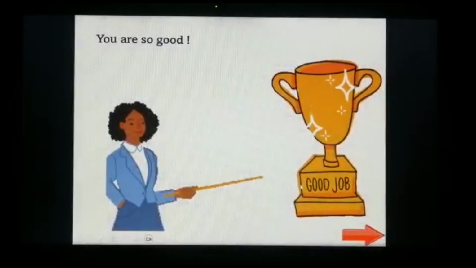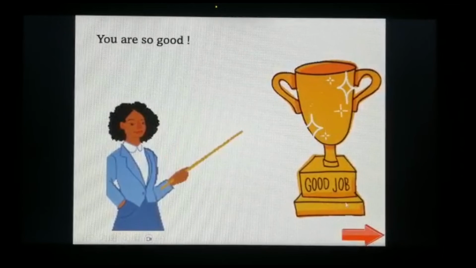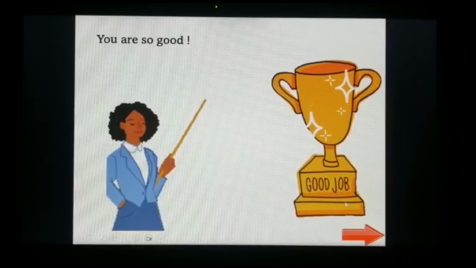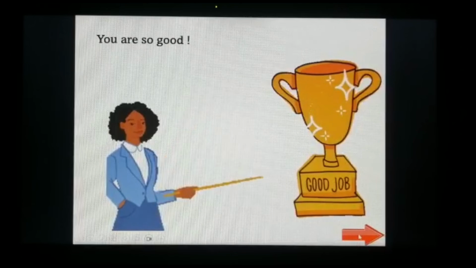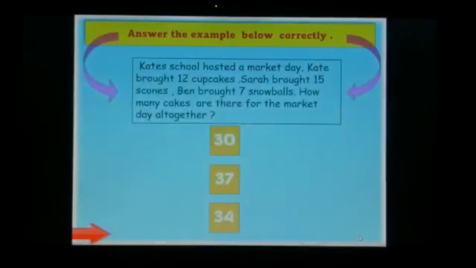This slide is going to say, you are so good. Always remember that as you go on throughout the game, you're going to get motivating quotes to help you to finish this game. Can you see?